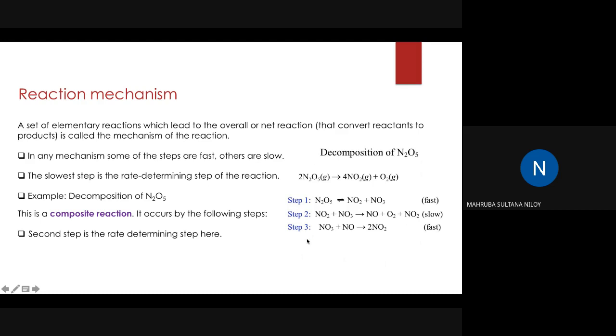Okay, and the procedure of dinitrogen pentoxide breakdown, we call it decomposition, right? Decomposition means breaking down. Is it clear? Yes, sir. Okay, so from this we can see that this reaction is actually a composite reaction, right? Because it happens through multiple steps, isn't it? Yes, sir.